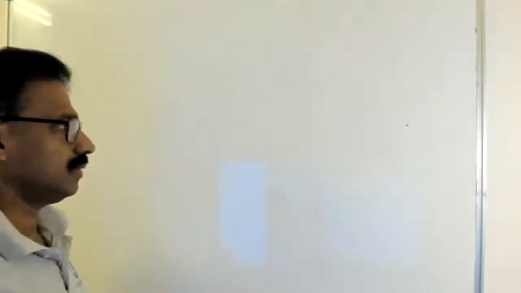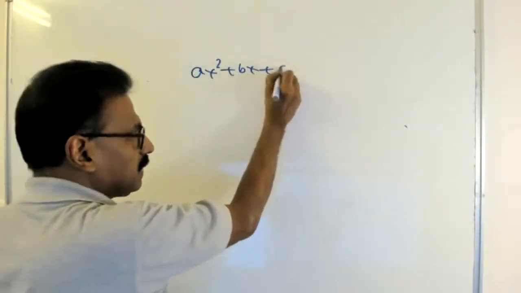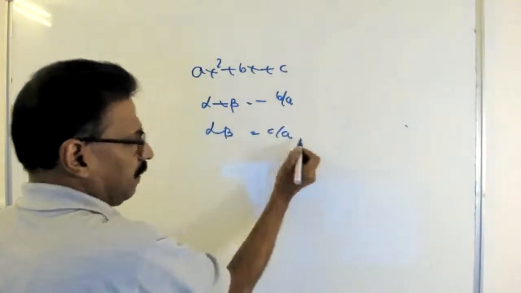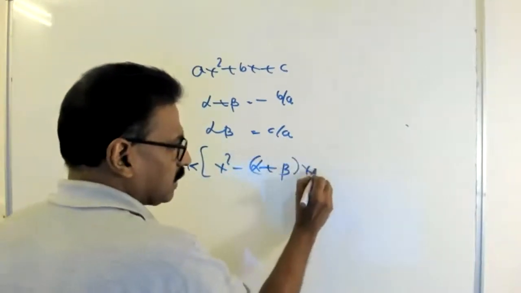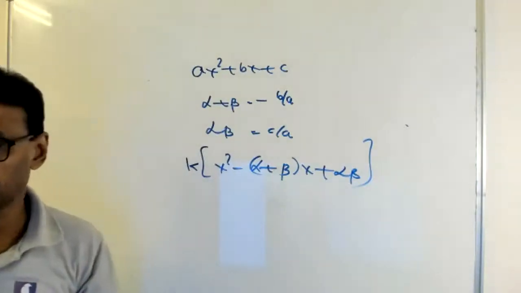So now I'm going to write some extra questions from this chapter. There are so many extra questions. Before starting, there are only two formulas. Ax square plus bx plus c: alpha plus beta is minus b by a, alpha beta is c by a. Then formation: k into x square minus alpha plus beta into x plus alpha beta. Anyone have doubt how to write all this? Is it okay?